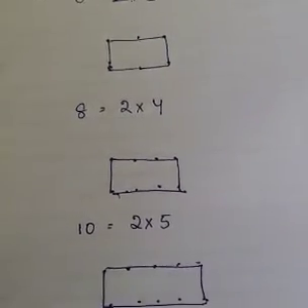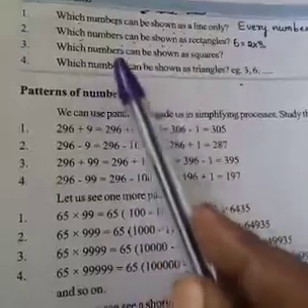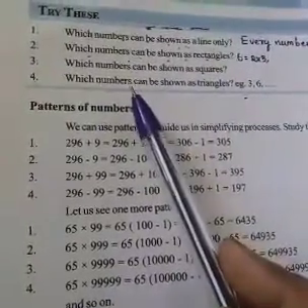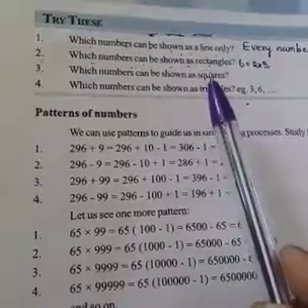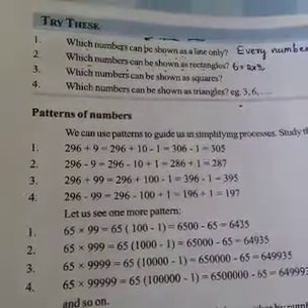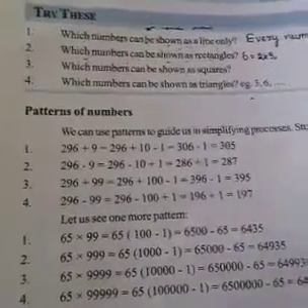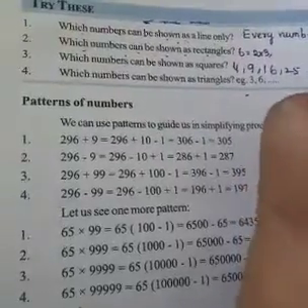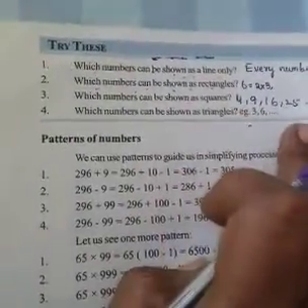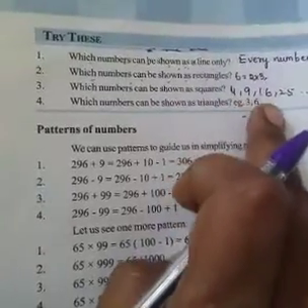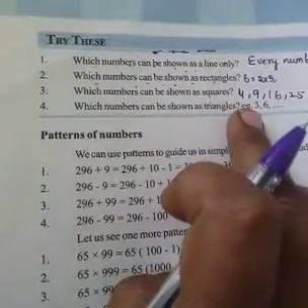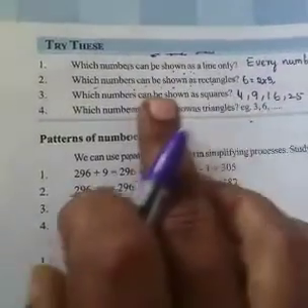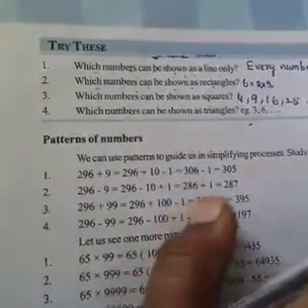Okay? Like this. Next, 12. Which numbers can be shown as squares? The perfect square numbers. What are they? 2 square is 4, 3 square is 9, 4 square is 16, 5 square is 25, and so on. These are perfect square numbers. Each perfect square number can be shown as a square.